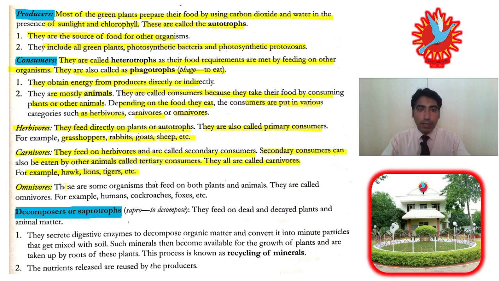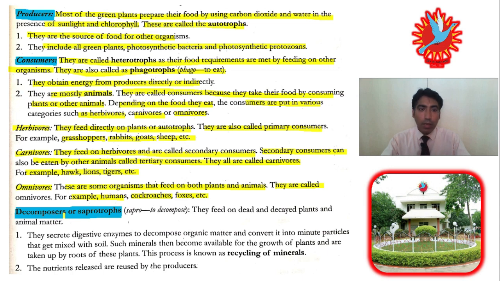Omnivores. These are organisms that feed on both plants as well as animals. They are called the omnivores. For example, humans. As you know, we can eat pizza, we can eat both vegetarian as well as non-vegetarian products. Apart from humans, cockroaches and foxes are also omnivorous animals.